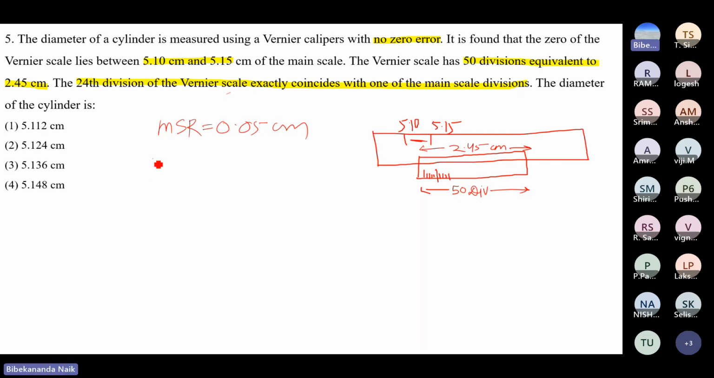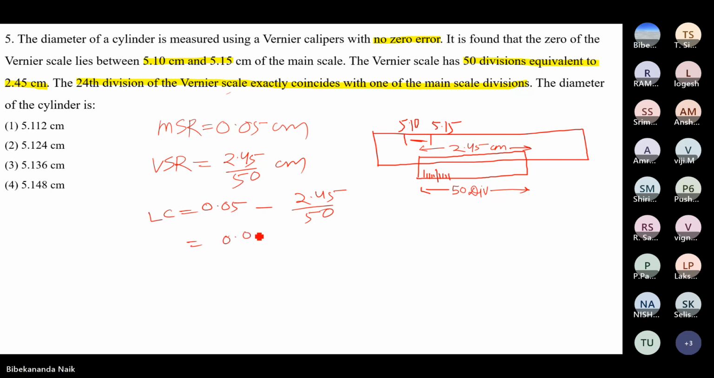So what will the vernier scale reading be? Since 50 divisions correspond to 2.45, one division of the vernier scale will be 2.45 by 50 centimeter. So the least count of the device will be 0.05 minus 2.45 divided by 50. So it will be 0.050 minus 0.049. It will be 0.001 centimeter.